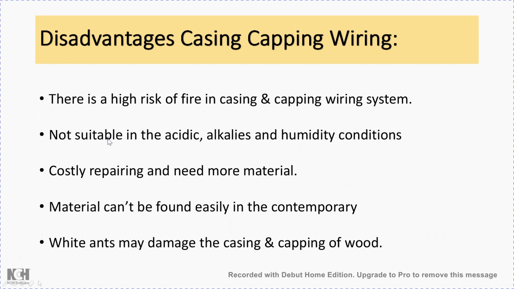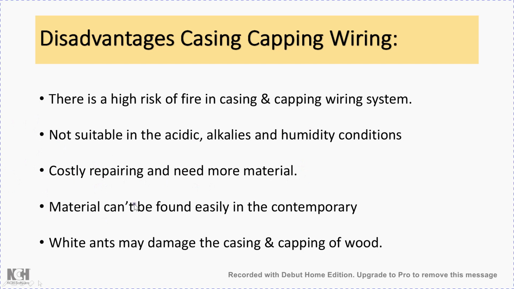So if there is an acidic environment, it is going to affect the surfaces of the wiring, so we can say casings and caping. So in that case it is not much preferred. Then also costly repairing and need more material. So the skilled person is required to remove the caping and also identify the phase and neutral wires to do the repair work. So it is a little bit tedious work.